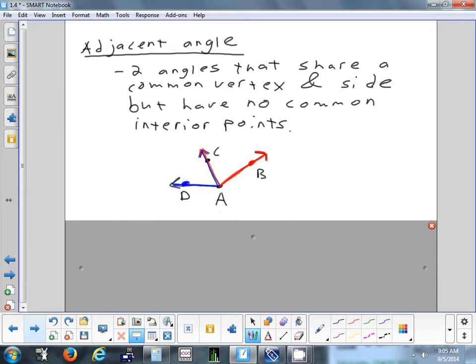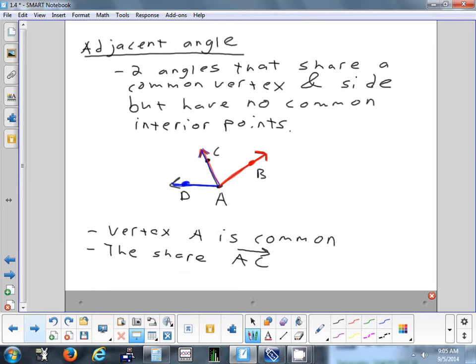There's an example of two angles that are adjacent. A is the common vertex. The side they share is AC. And there's no way that if I put a point inside the blue angle, it could also be inside the red angle. That's not possible. Likewise, if I put a point in the interior of the red angle, it could never be inside the blue angle. Right? So you have to meet all those criteria to have adjacent angles.